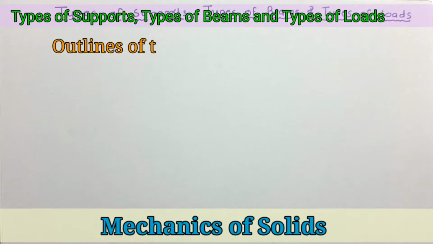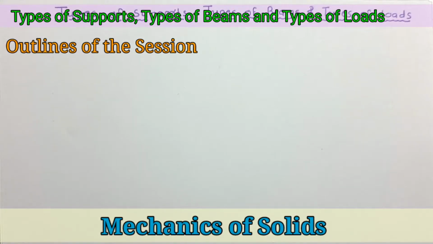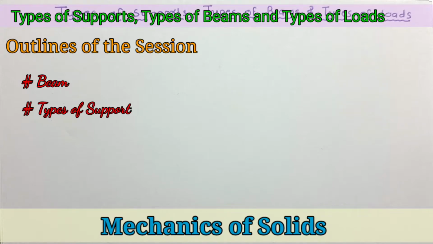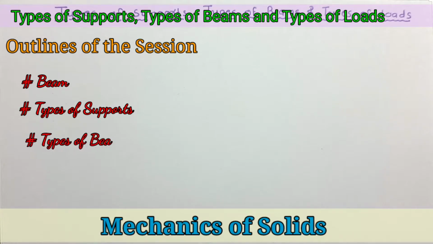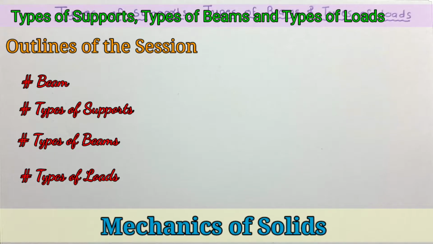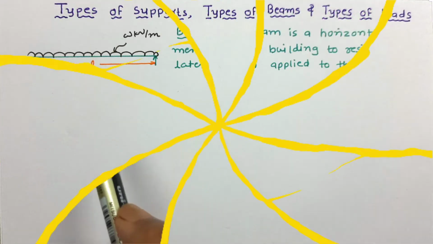Outlines of the session. In this session, first we will see what is beam, second, type of supports, third is type of beams, and fourth, types of loads. So let us start with beam.